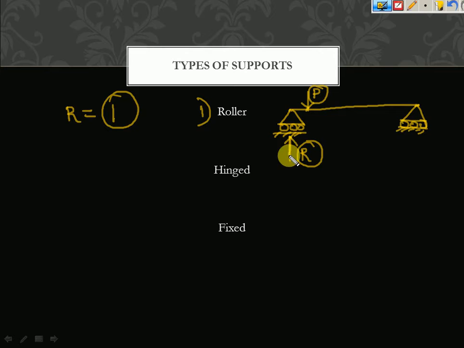Only vertical reaction is present. Vertical reaction is equal to 1 and horizontal reaction is equal to 0, because it moves freely in the horizontal direction. That is the reason why the rollers are given here. When you act a load, this load is resisted by this vertical reaction, so the total number of reactions is 1. So what about moment? No such moment is developed in the roller. A direct question they may ask in KPSC is what is the number of reactions in case of rollers? One.